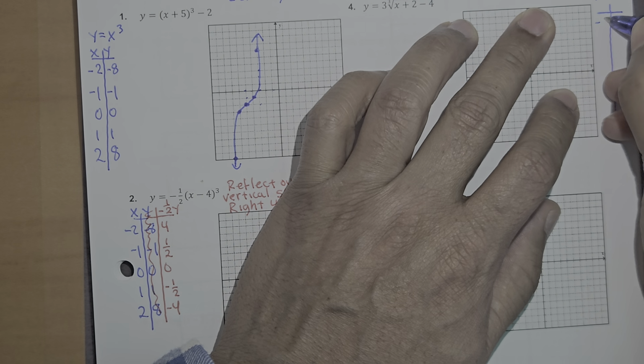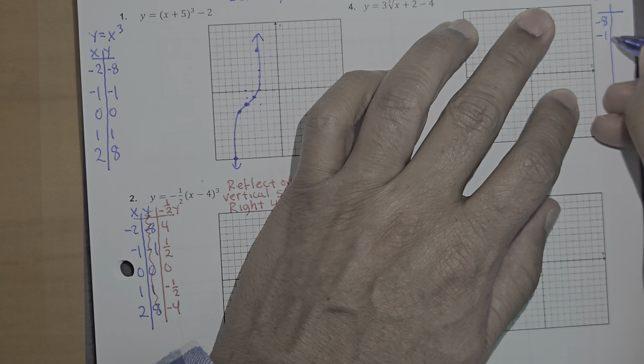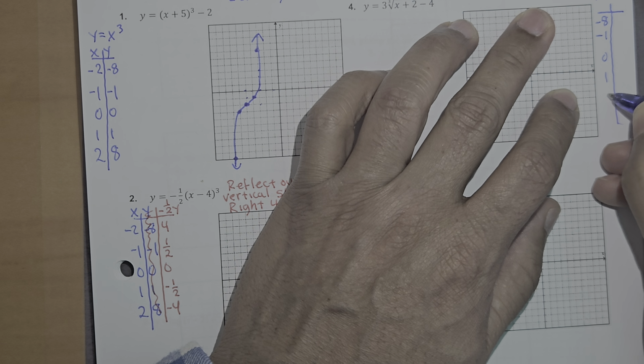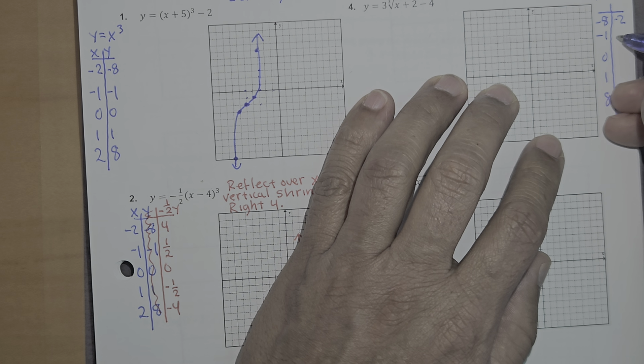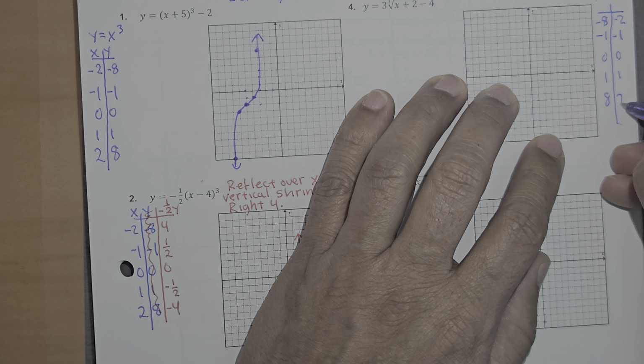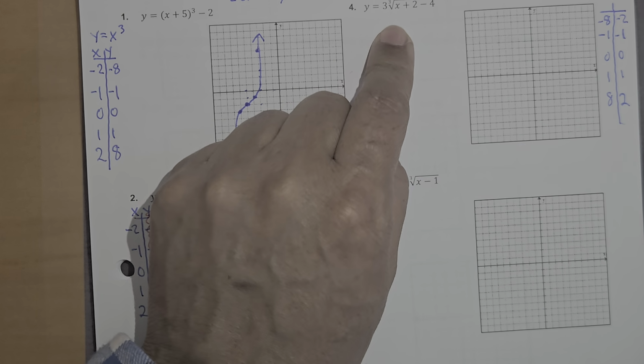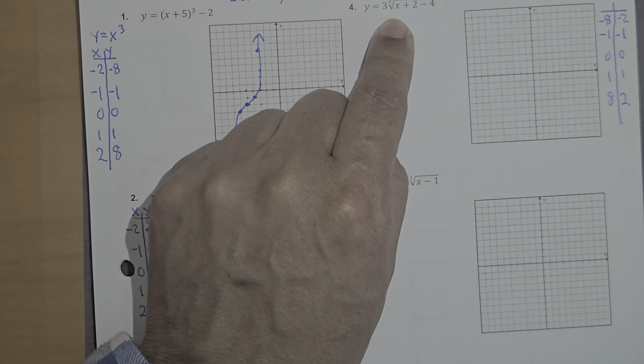So when x is negative 8, negative 1, 0, 1, and positive 8. The cube root of negative 8 is negative 2. Cube root of negative 1 is negative 1. Cube root of 0 is 0. Cube root of 1 is 1. And cube root of 8 is 2. Okay, so now let's talk about the transformations to this graph.